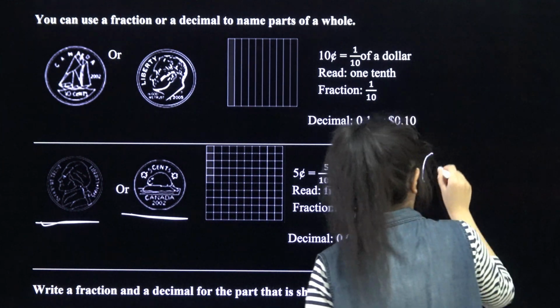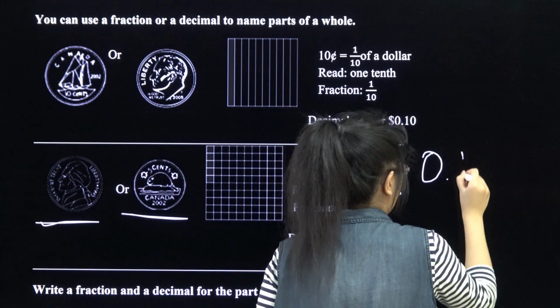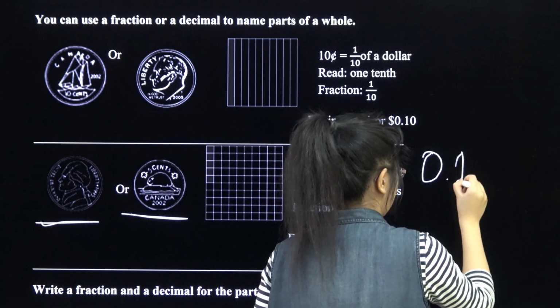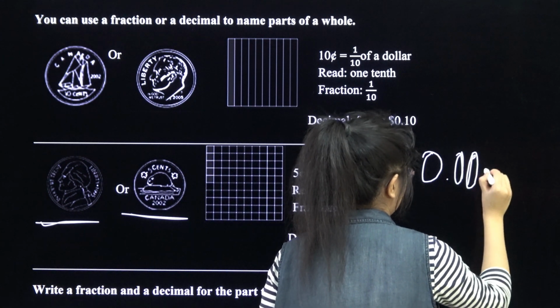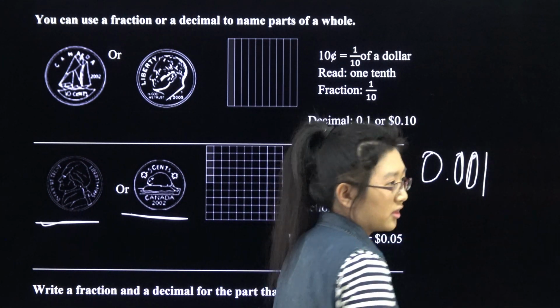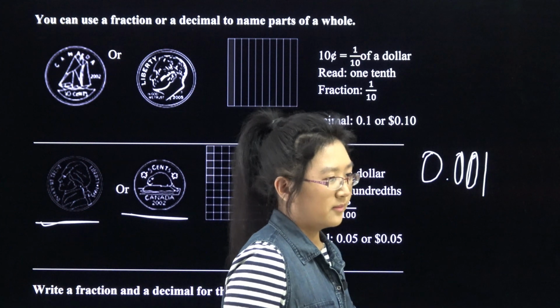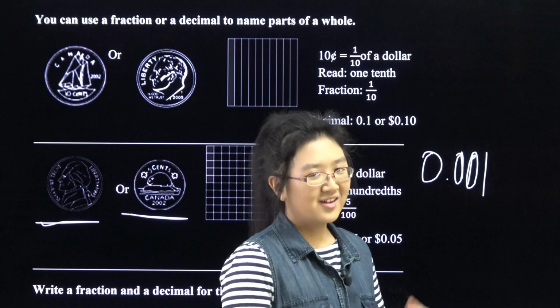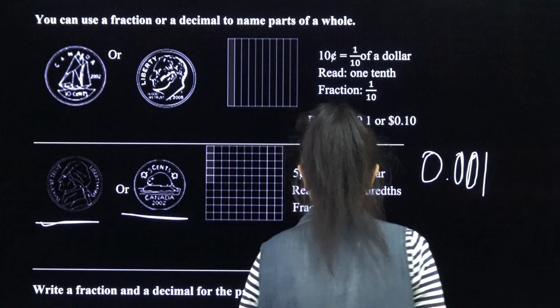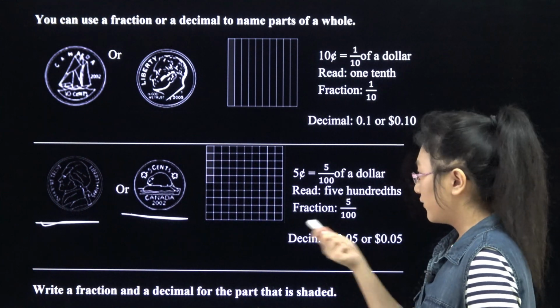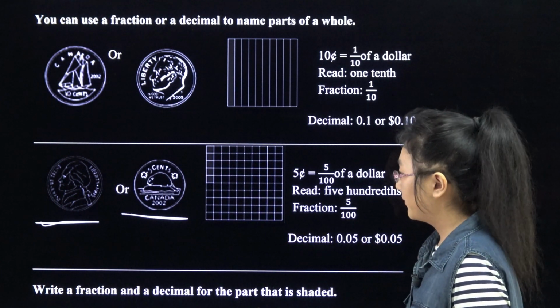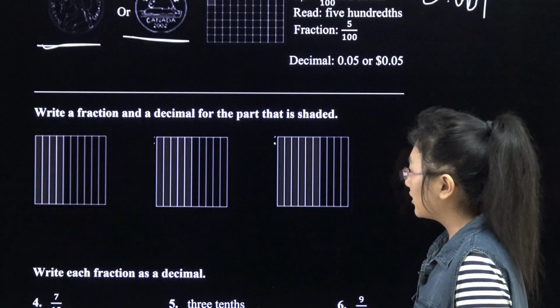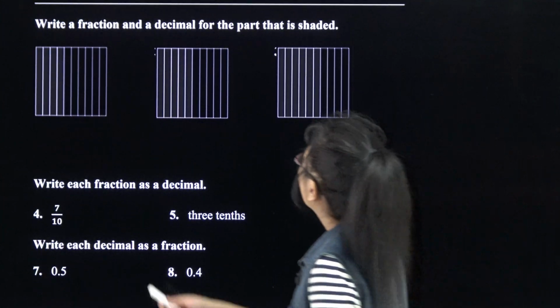Because when it's to 1 decimal place, it's a tenth. When it's to 2 decimal places, it's 100. 3 decimal places, thousandths, 10,000ths, 100,000ths, millionths, and so on. For money, it would be a dollar sign and then 0.05. Now let's do some practice.